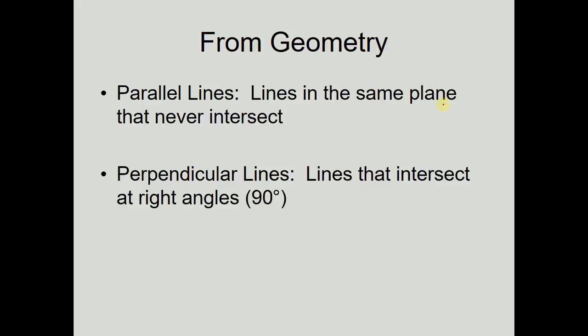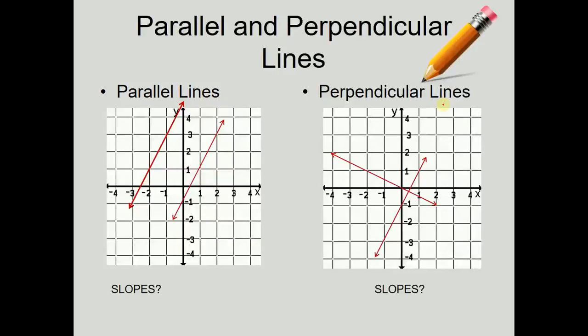Now, let's go back further into geometry. Parallel lines. Those were lines that are in the same plane, but they never intersected. That's what makes them parallel, right? Perpendicular means that there are lines that intersect at perfect 90-degree right angles. So now, what does that actually mean in algebra? How can we determine if two lines are parallel or if they're perpendicular or neither?